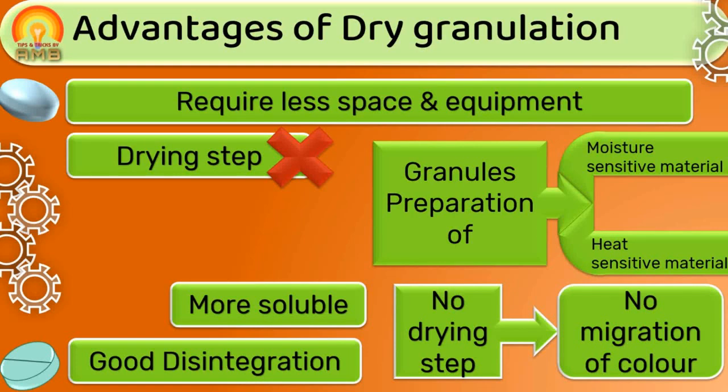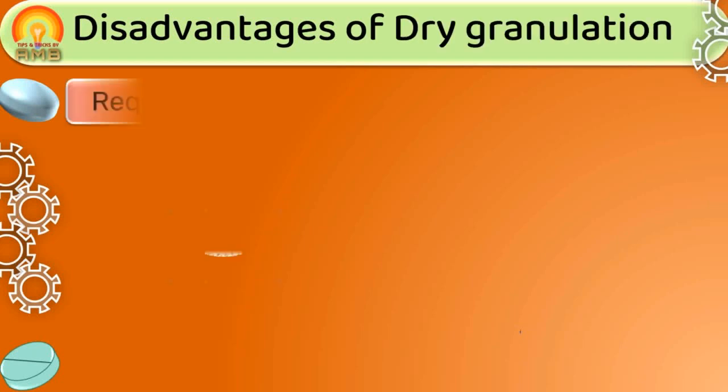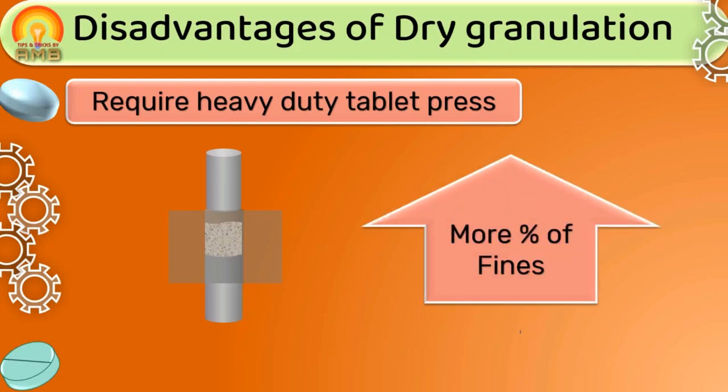But dry granulation method has some disadvantages also. It requires a heavy duty tablet press to form the slug. Another disadvantage is that this process produces a higher percentage of fines than the wet granulation method.